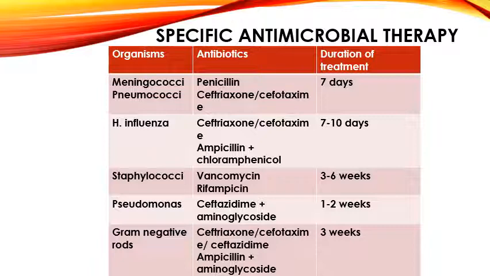For Pseudomonas, we can use ceftazidime plus an aminoglycoside, and the usual duration is for 1 to 2 weeks. For gram-negative rods, you can use cephalosporins, ampicillin plus aminoglycoside can be used, and the duration is for 3 weeks.